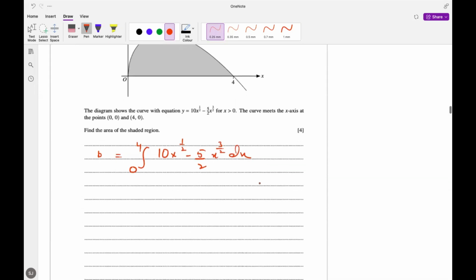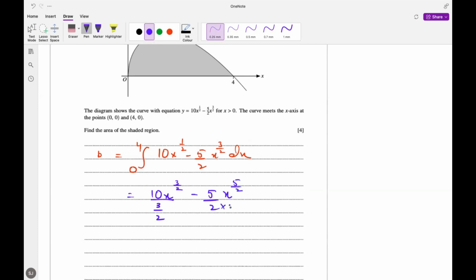So integrating 10x to the power half will increase the power by 1. So adding 1 upon 2 plus 1, that will become 3 upon 2. And we'll divide that by the new power, which is 3 upon 2. Minus 5 upon 2: increasing 3 upon 2 by 1, that will become 5 upon 2.